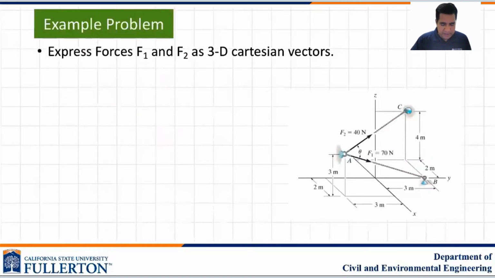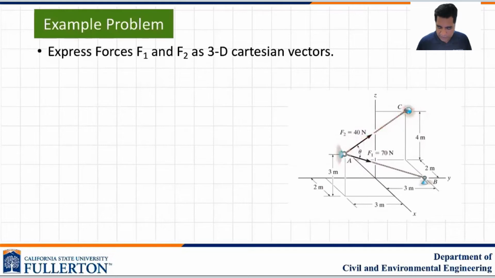Let's try to apply that to a problem. We want to express forces F1 and F2 as 3D Cartesian vectors. As you can see from the given information, we know the strength of the forces, 70 and 40, and we also know where they are pointing. We know their direction. But this direction information is given in terms of the coordinates, a more physical quantity. We need to express that in terms of direction vectors to get the forces.